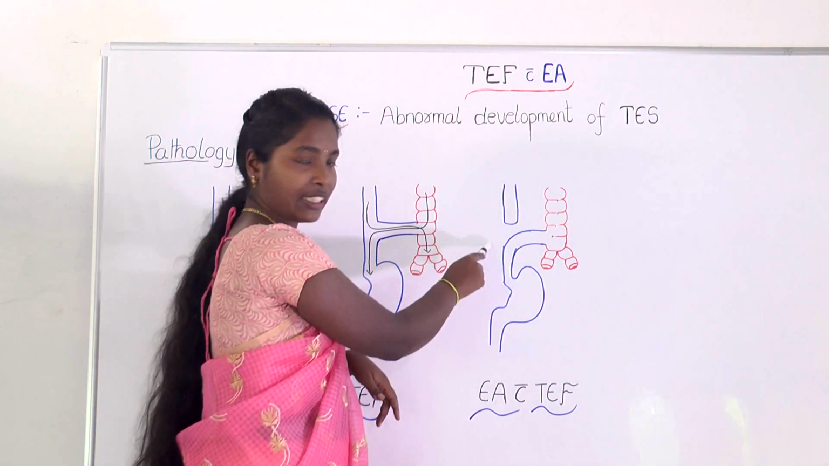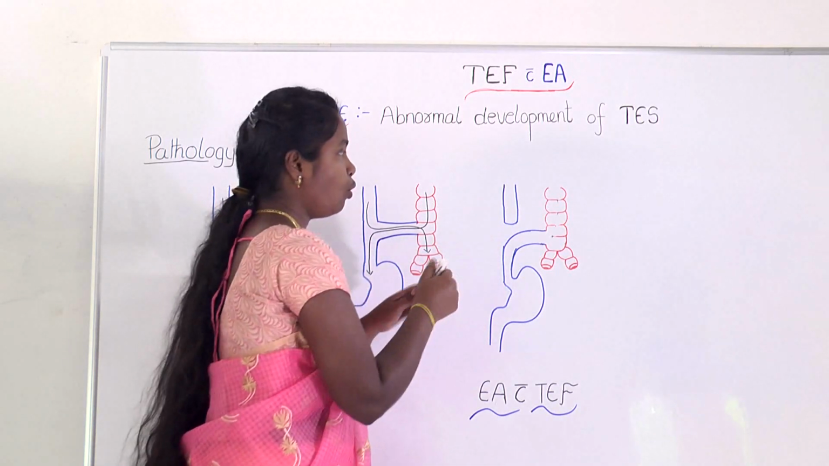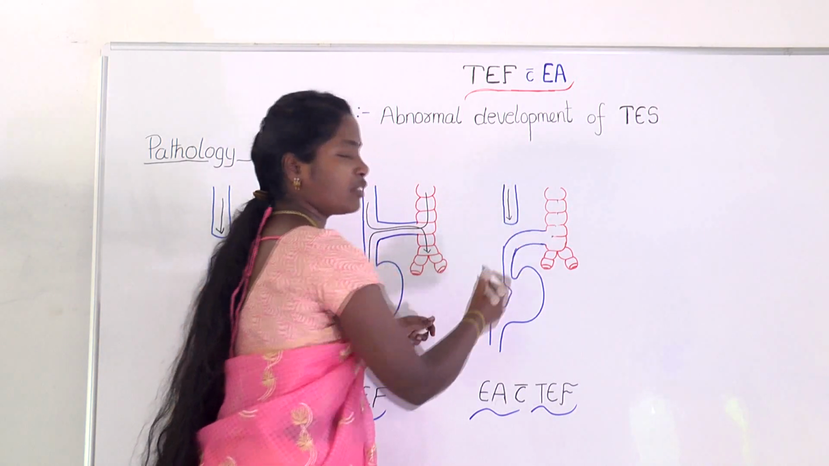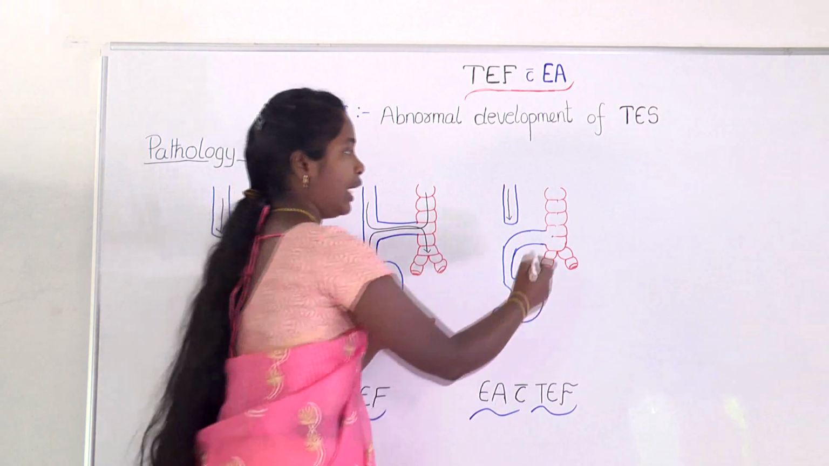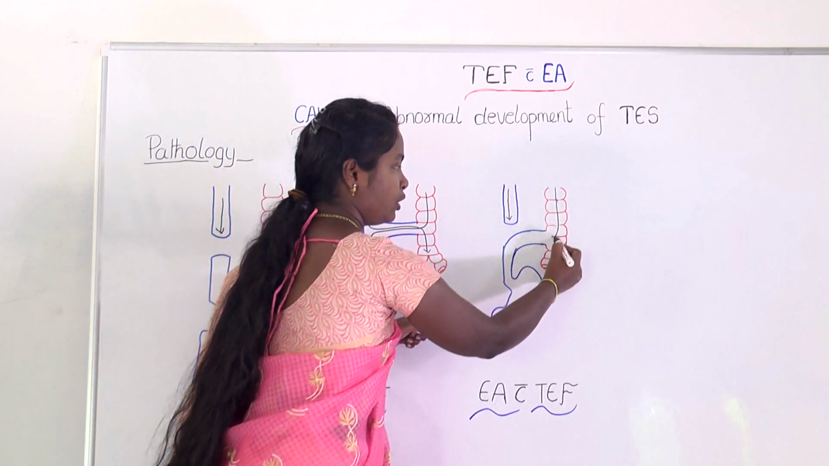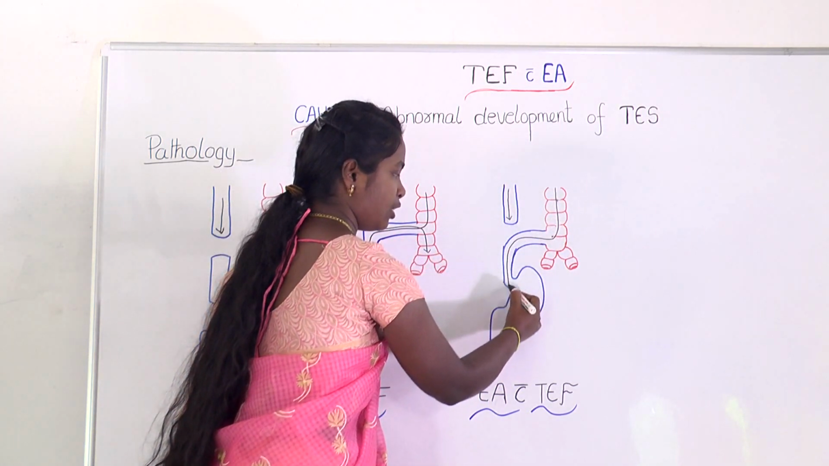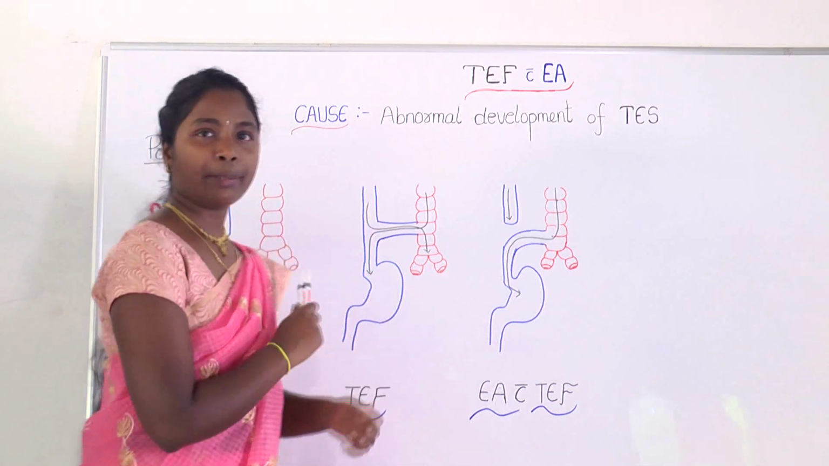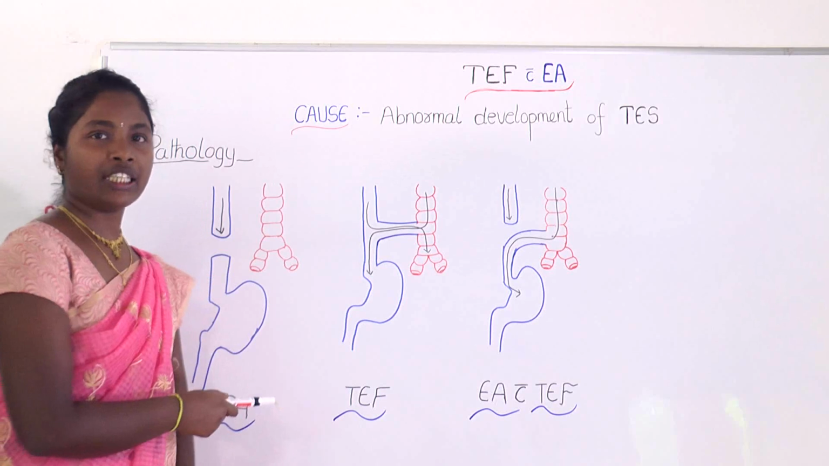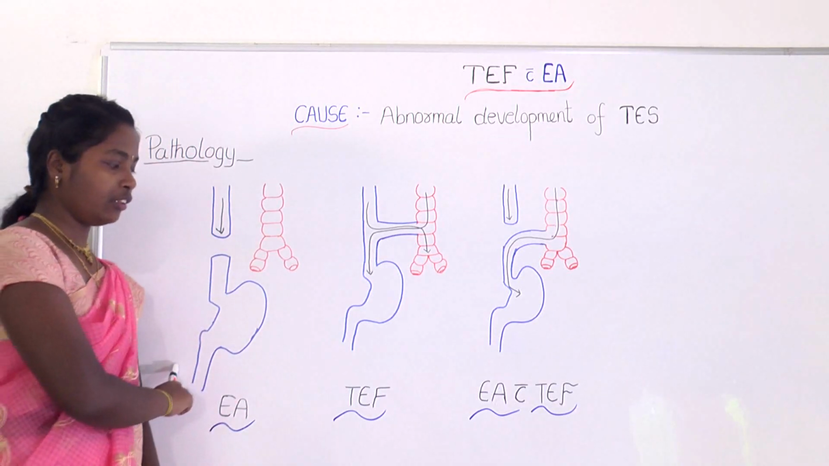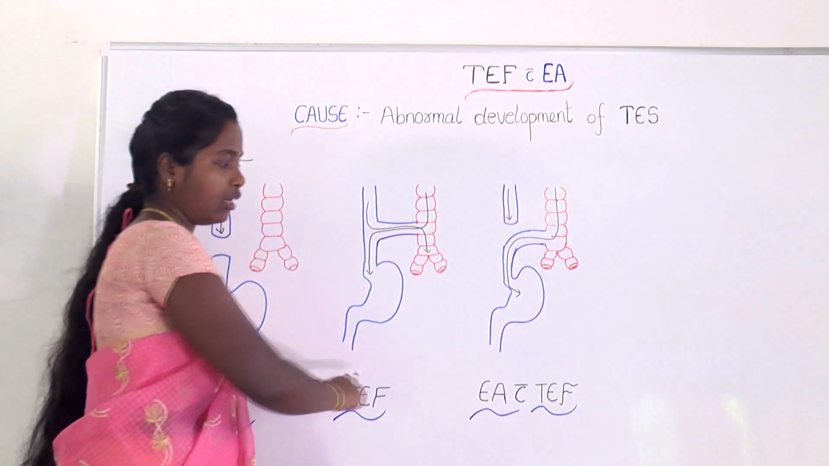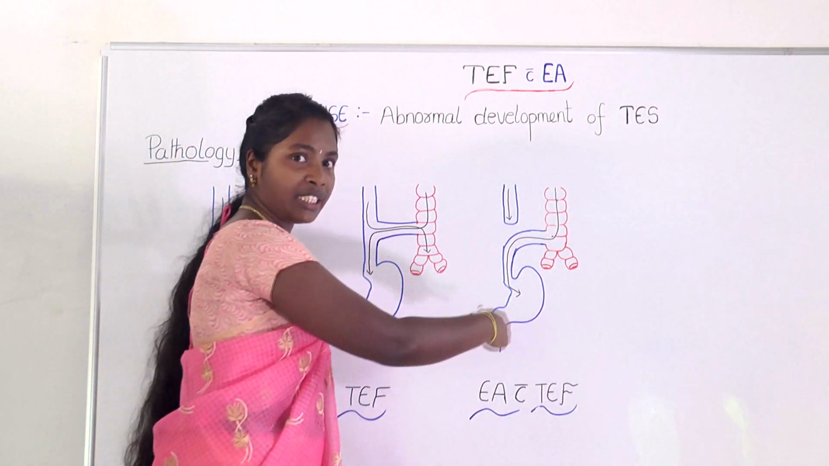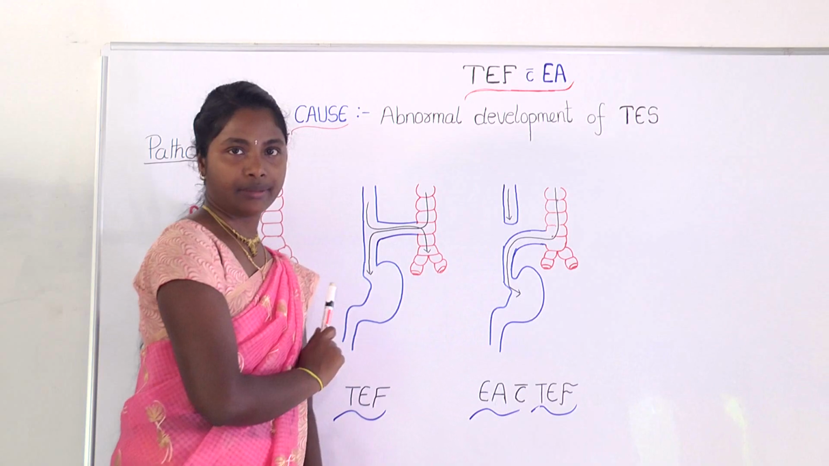In case of combination conditions like esophageal atresia and tracheoesophageal fistula, esophageal upper segment doesn't attach to the lower segment, meaning it doesn't attach to the stomach. So, food will be accumulated in the upper segment and can't reach the stomach. But air can enter through the fistula into the stomach, which leads to abdominal distension. So like this, pathological sequelae will take place in esophageal atresia, tracheoesophageal fistula and esophageal atresia with tracheoesophageal fistula, meaning combination conditions.